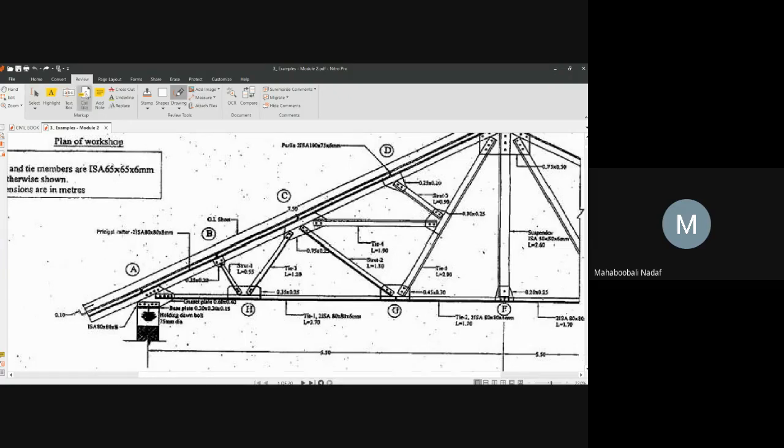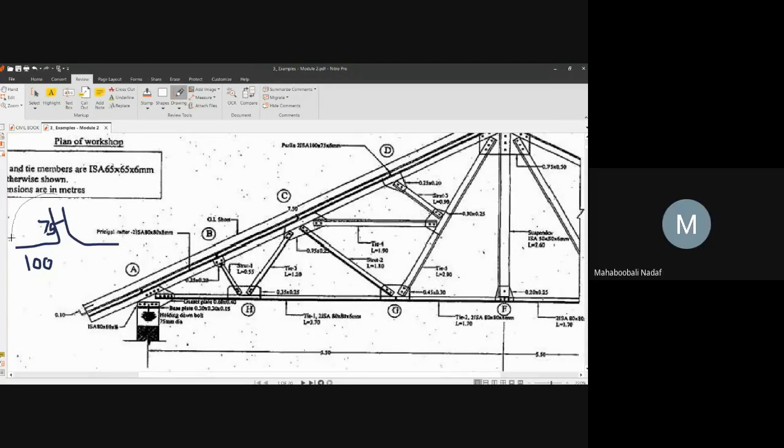Purlin size. What is the purlin size? Like this, 2 purlins are there. Means in one purlin, 2 ISA are fixed. So it is 100 and it is 75. Now what is this total perimeter? 100 plus 75 plus 75 plus 100. How much? 350 mm, sir. 350 mm.